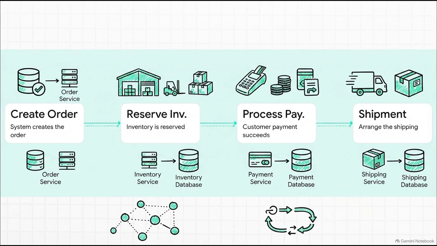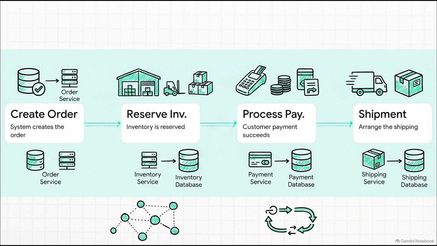Think about it. A standard e-commerce flow. Step 1, you create the order. Step 2, reserve the inventory. Step 3, process the payment. And finally, Step 4, arrange the shipping. Now, in a traditional monolithic application, this is honestly beautifully simple. You've got one single database transaction handling the whole shebang. Either everything succeeds together or everything rolls back together.